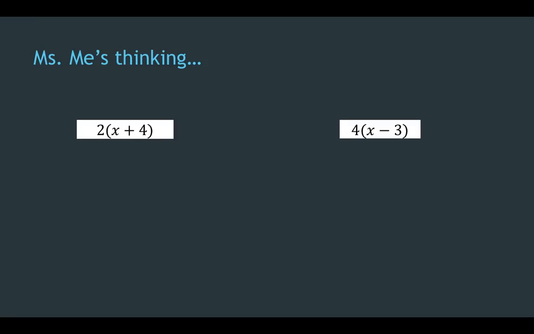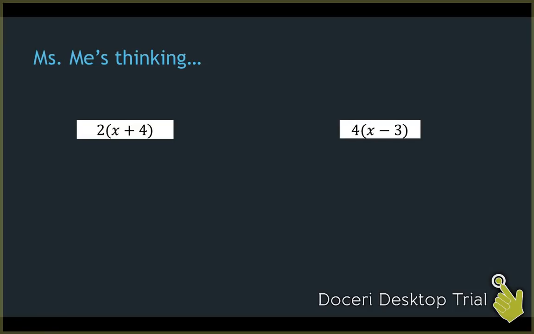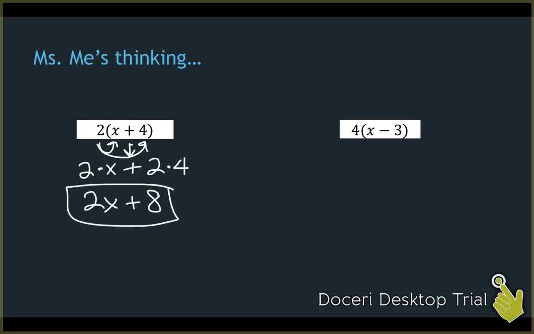Let's try some. Okay, well, here, I can't add the inside of the parentheses, so I'm going to use the distributive property to solve this. I can do 2 times x, and then I'm going to bring down my plus, and then 2 times 4. And now I have 2x plus 2 times 4, well, that gives me 8. And that's this expression in the fewest terms.